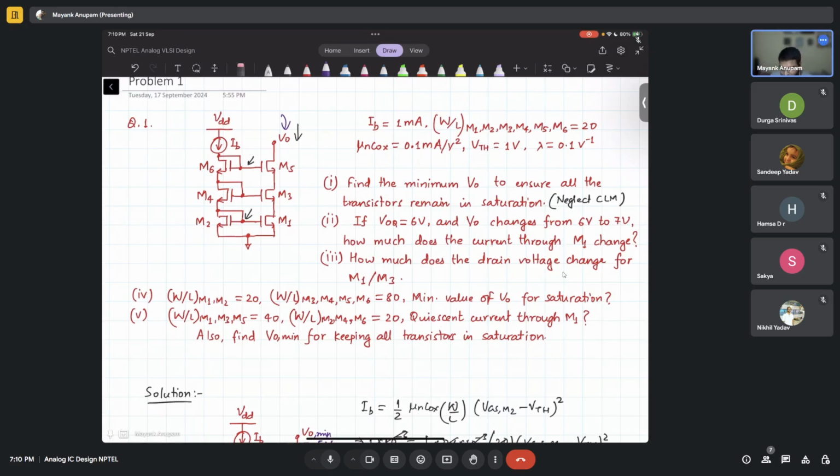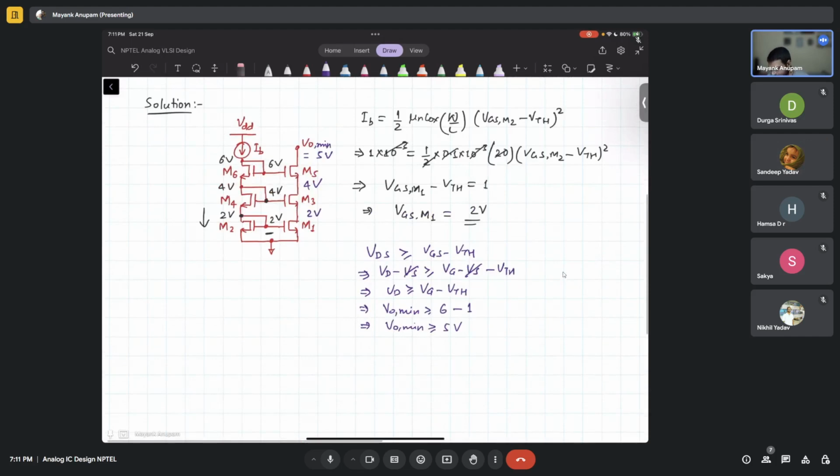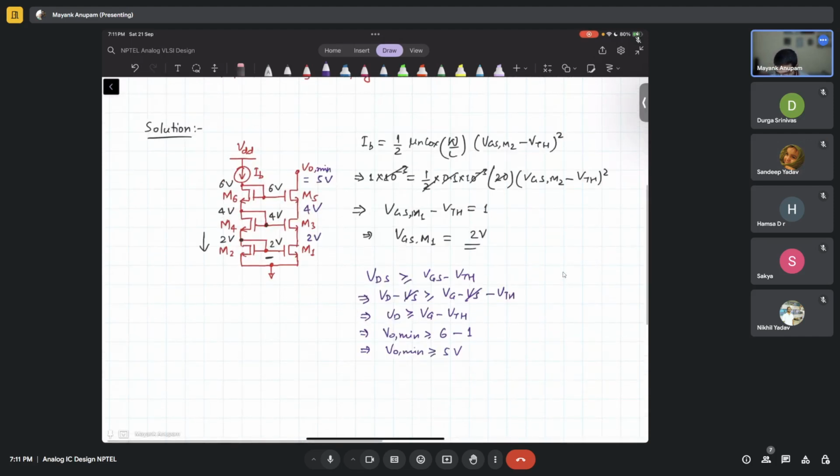volts, and then VO changes from 6 to 7 volts, how much does the current through M1 change? This was the question, right? So tell me. You have solved it, right? You guys have done the assignment, right? How did you do it? I got the wrong answer for this. I mean, what was your attempt? I mean, you also saw the solution. So did you understand the solution?